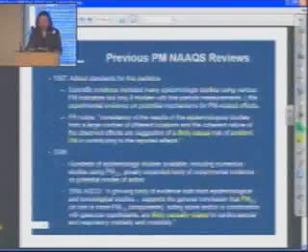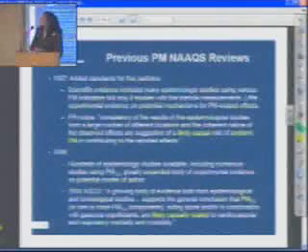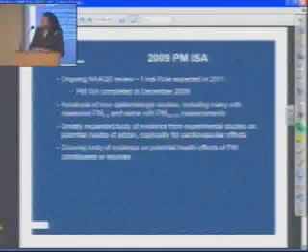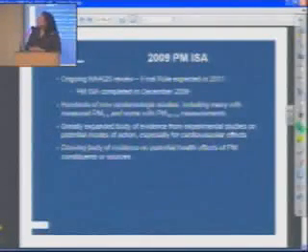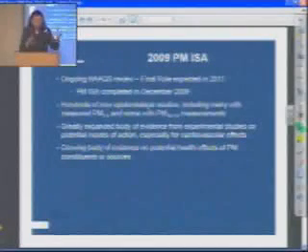In the current review that we're underway, if you move to the next one, we just completed an integrated science assessment last year. The review of the standards is underway, and it's anticipated that we'll have a final decision on whether to retain the current standards or change them in 2011. The integrated science assessment now, the evidence is continuing to build.